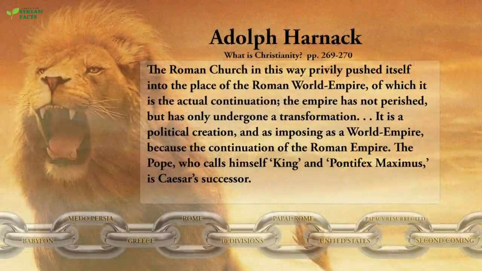Absolutely. Notice what Adolf Harnack wrote in his book, What is Christianity?, pages 269 and 270. The Roman Church in this way privately pushed itself into the place of the Roman world empire, of which it is the actual continuation. The empire has not perished, but has only undergone a what? A transformation. It is a political creation, and as imposing as a world empire, because it is what? The continuation of the Roman Empire. The Pope, who calls himself King and Pontifex Maximus, is Caesar's successor.